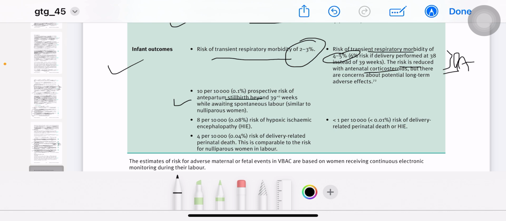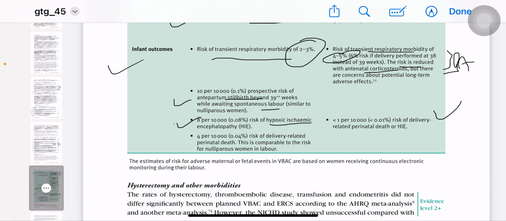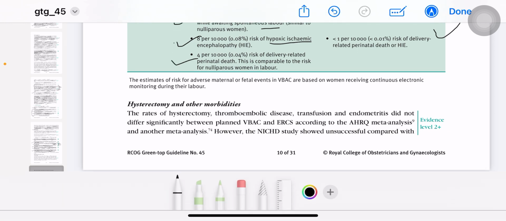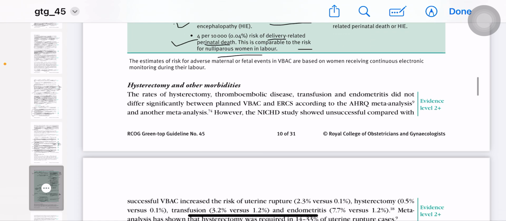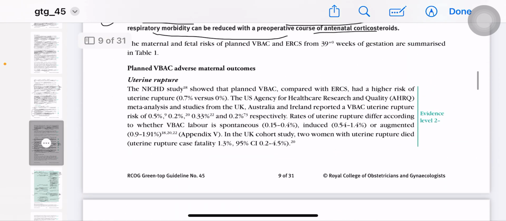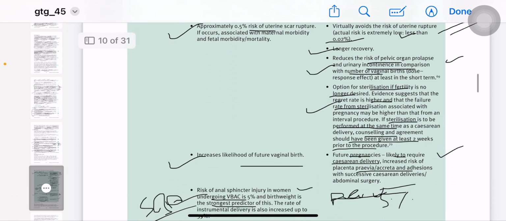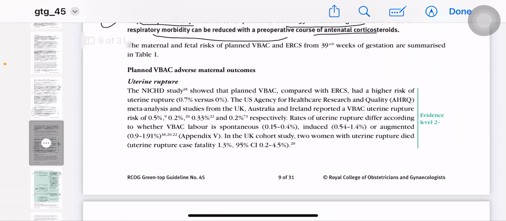0.1% risk of antepartum stillbirth beyond 39 weeks while awaiting spontaneous labor. So if you are planning for VBAC, the risk of stillbirth after 39 weeks is 0.1%. 8 per 10,000, 0.08%, risk of HIE, hypoxic ischemic encephalopathy, and with cesarean it is less than 0.01%. And 4 per 10,000 risk of delivery-related perinatal death. This is compared to the risk for nulliparous women in labor. So these are the few things you have to memorize. This table is very important from the MCQ point of view.